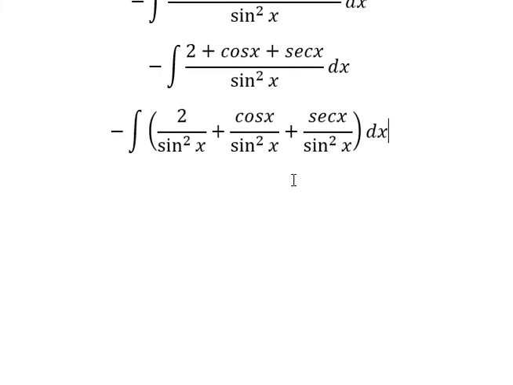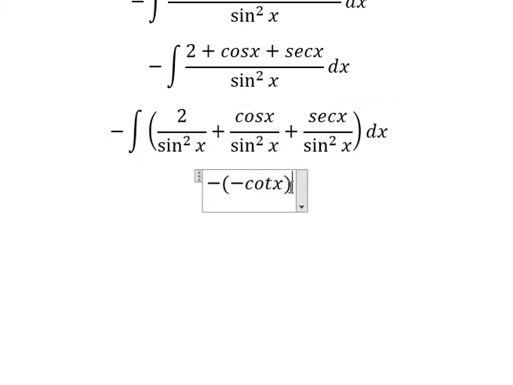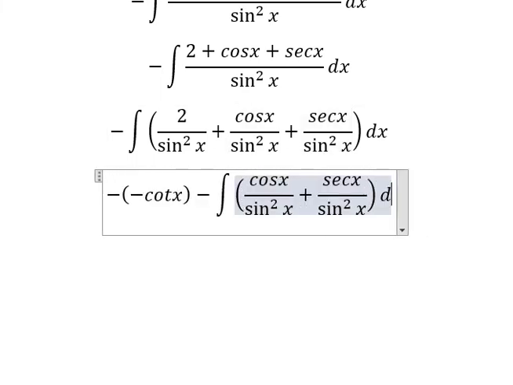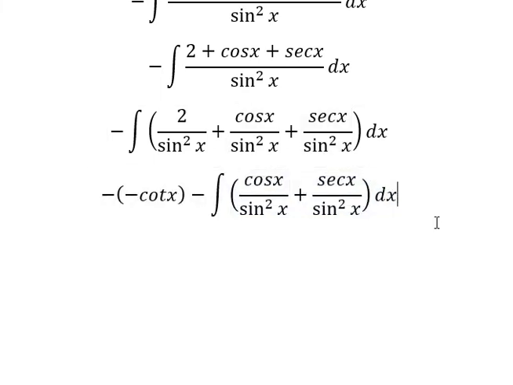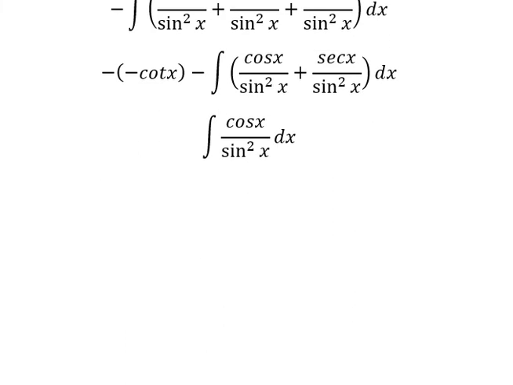Next, about the first one, we have about negative cotangent s. This one, we can do another about this one. We can use about integration by substitution.